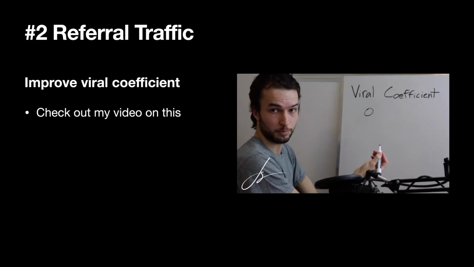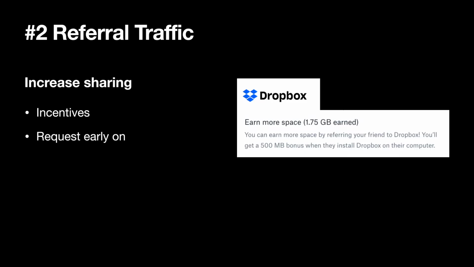Mobile app marketing strategy number 2 is going to be to get referral traffic. And one great way to measure this is to improve your viral coefficient. And I've made a full video already on viral coefficients. I'll leave an annotation up there. But more specifically, what you're trying to do here is increase the sharing of your app.